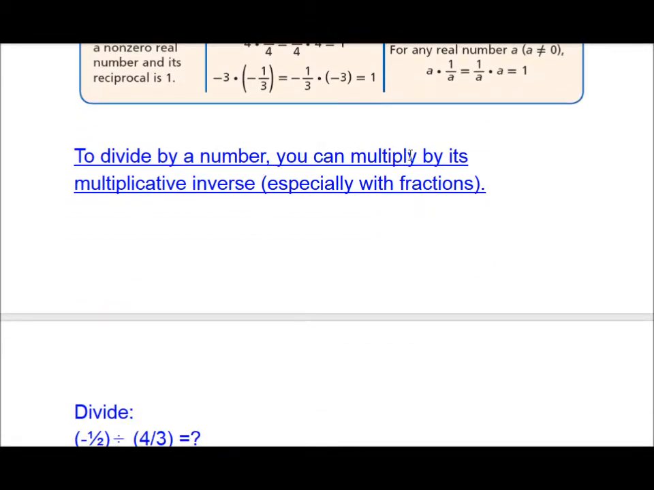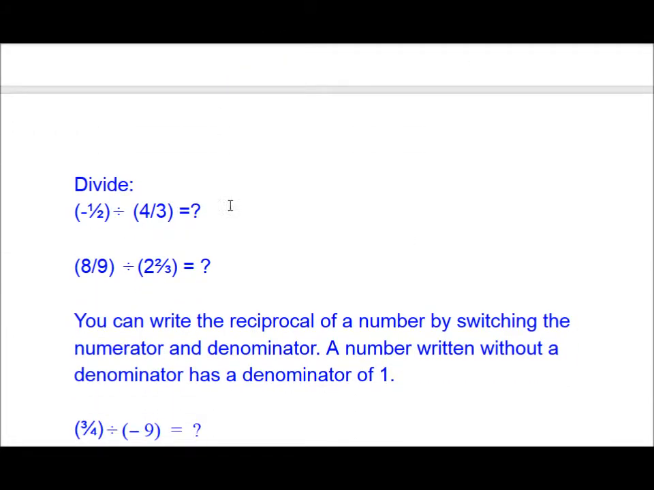To divide by any number, you can multiply by its multiplicative inverse, especially with fractions. So let's see one example. Minus 1 by 2 divided by 4 by 3 can again be written as minus 1 by 2 divided by 4 by 3.